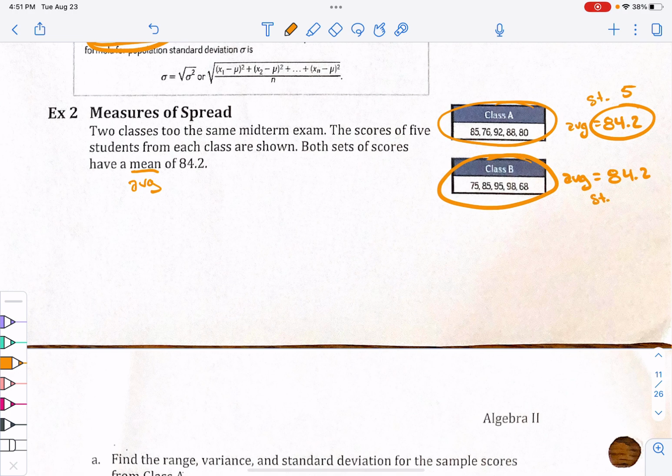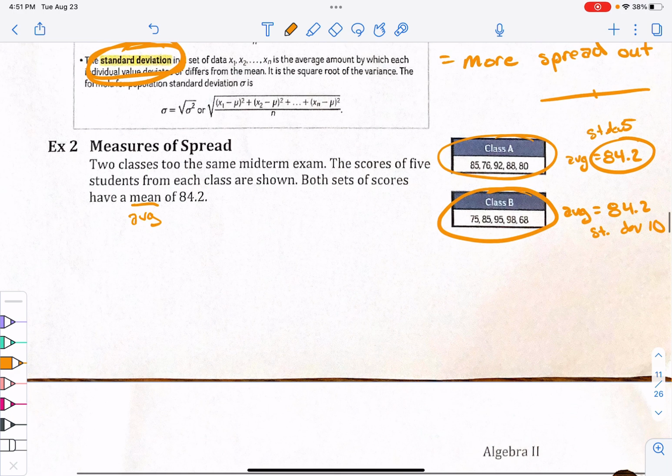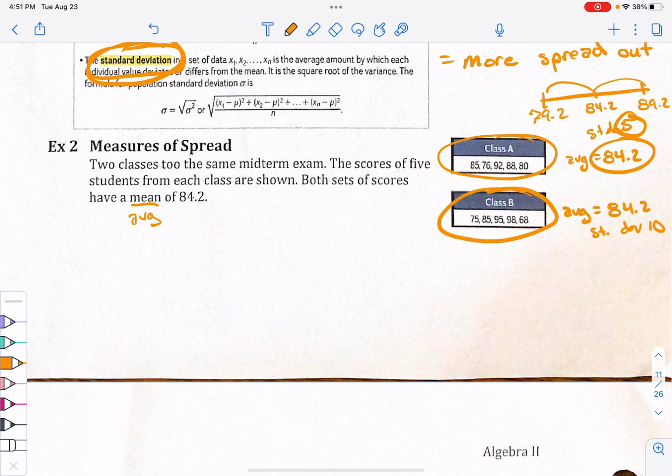And let's say this one has a standard deviation of 5, and this one has a standard deviation of 10, okay? For this one, if you think about it like on a number line, 84.2 lives here in the middle, and then we're going to add 5 to this, which is 89.2, and subtract 5, which is 79.2. We would say that the majority of the scores are going to fall between 79.2 and 89.2, versus the class below that, which still has an average of 84.2.